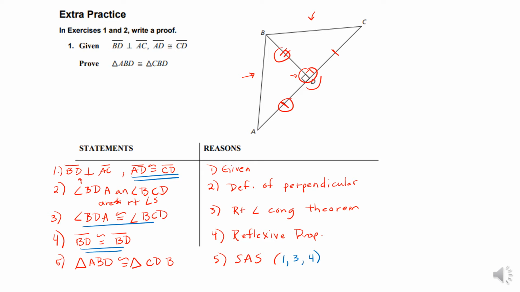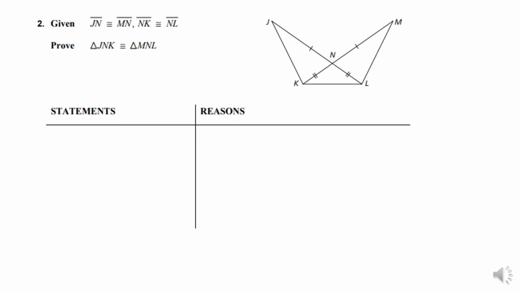Alrighty. Okay, in this proof you want to be very careful that you understand all the parts that they're giving you. So the first thing that they're going to say is JN is equal to MN. So that is this piece here, and it is congruent to this piece here. And then NK is congruent to NL. And you can see that that's these bottom parts here.